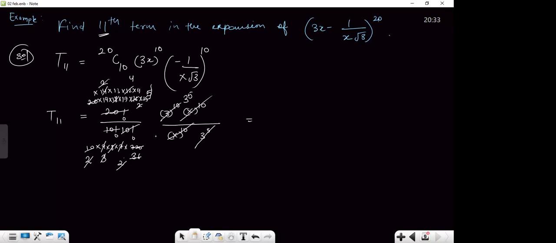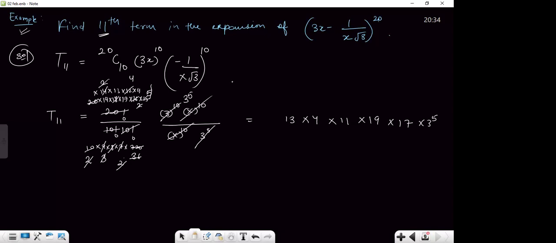Okay, so the 11th term will become 13 into 4. Okay, let's write everything. 13 into 4 into 11 into 19 into 17 and into 3 raised to power 5. Okay. So this is how we can solve it. This is an example, a long example.